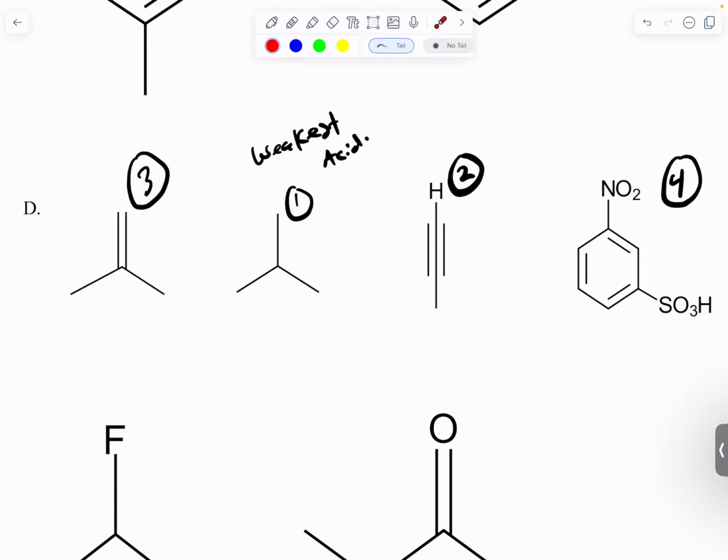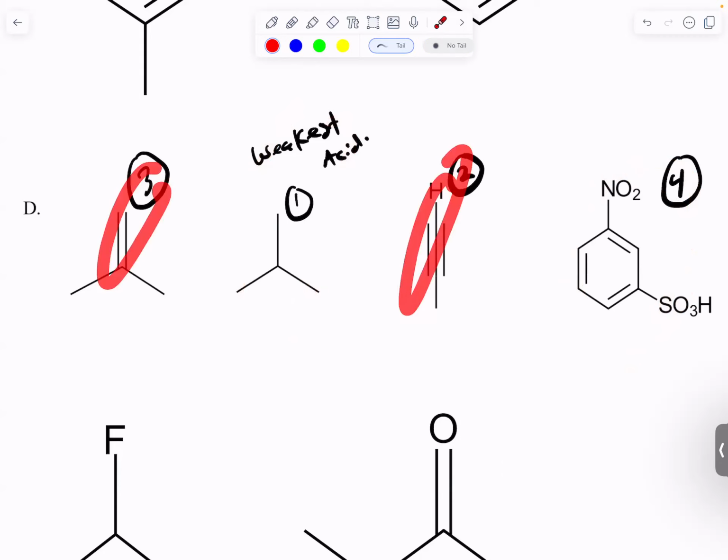Good. When you think about moving things over a greater distance, that's super helpful. Obviously, that's going to make this our best one, the strongest acid. And then same thing here, there's nothing to move, so that's the weakest.